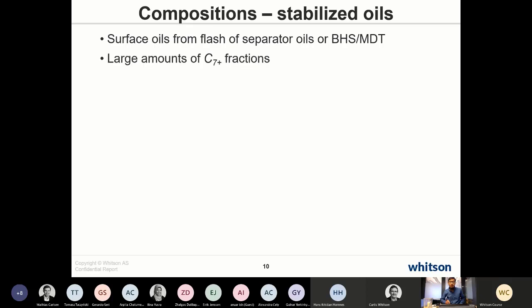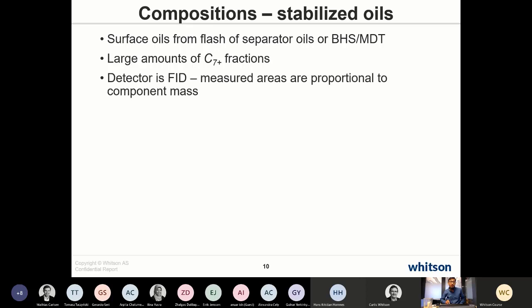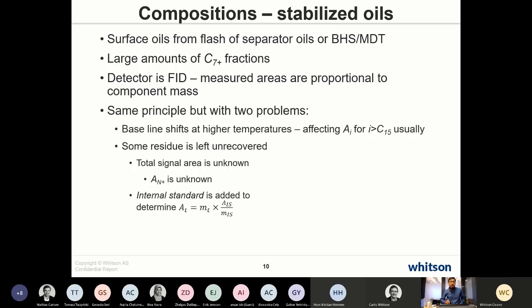One fact about these surface oils is that you have large amounts of C7 plus fractions. Essentially, more than 90 mole % is usually the C7 plus fraction in these surface oils. And we use the FID detector, and the measured areas in that case are proportional to the component mass. We have the same principle as we used for the gas, but now we have two problems.